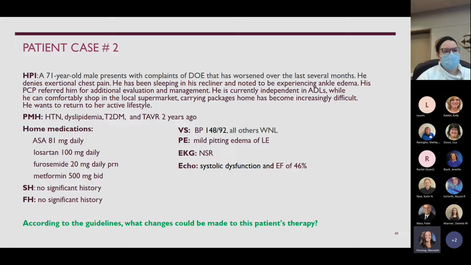So our next patient is a 71-year-old male that presents with dyspnea on exertion that's worsened over the last several months. He's been sleeping in his recliner and having ankle edema. His primary care provider referred him to clinic for additional evaluation and management. Currently he's independent in his ADLs and can comfortably shop at his local supermarket. Sometimes he has difficulty carrying his stuff home, and he wants to return to his previously active lifestyle. I'll give you a second to review the other information, and then we can discuss.